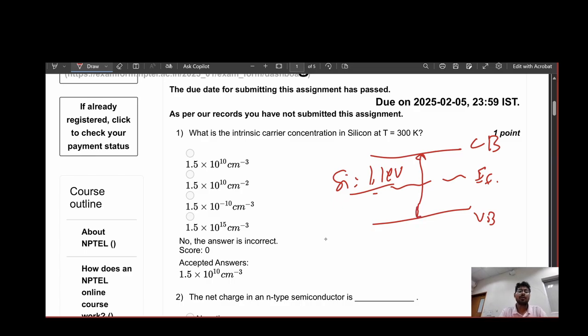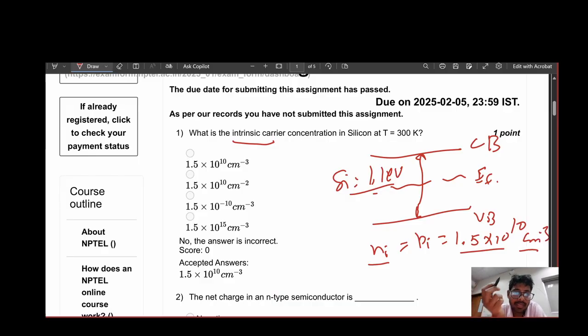This is a direct question that you need to remember yourself: the intrinsic carrier concentration whenever there is no doping. So what is the Ni? There is Ni or Pi. Ni is equal to Pi is equal to 1.5 into 10 raised to power 10 per centimeter cube. The carrier concentration is always in centimeter cube, not centimeter square.